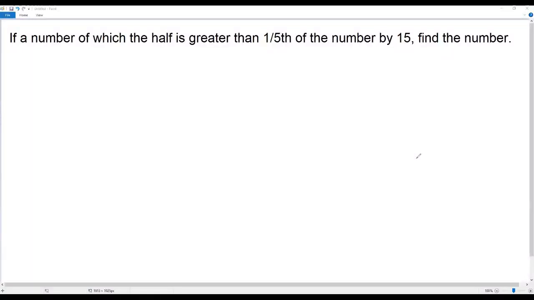Here we have a word problem. Okay, let's go with the question. If a number of which the half is greater than 1/5 of the number by 15, find the number. So we have to find the number. We can assume x as the number.